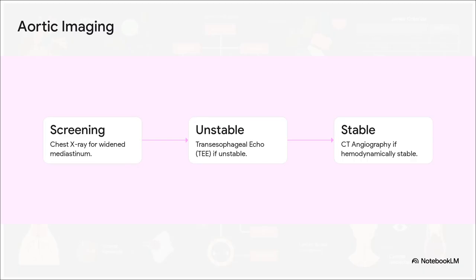Let's talk about the imaging sequence, because your next step is dictated entirely by hemodynamics. Step 1 is your initial screen, the chest x-ray, to spot that widened mediastinum. But to confirm, you literally have a fork in the road. If the patient is unstable, crashing, or has severe renal dysfunction, step 2 is a bedside transesophageal echocardiogram, or TEE. It's fast and non-invasive. But if the patient is stable, step 3, CT angiography, is the absolute best test to map the extent of the damage.